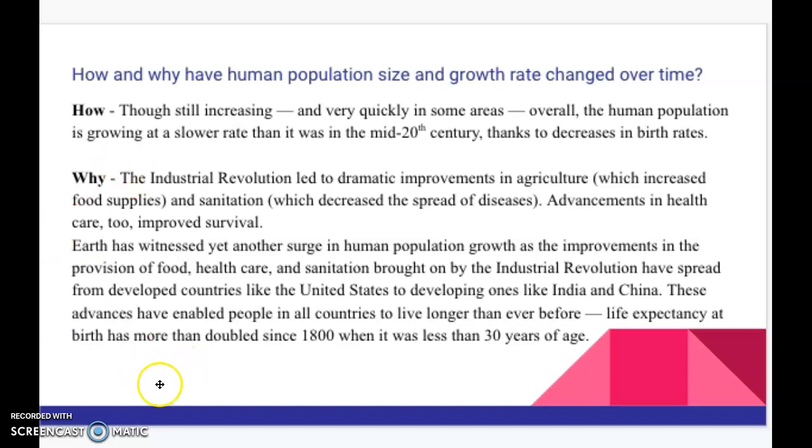Why? One of the main reasons that it increased was the Industrial Revolution, which increased food supplies, sanitation, and the advancements in healthcare improved survival. Earth has witnessed yet another surge in human population growth as the improvements of provision of food, healthcare, and sanitation brought by the Industrial Revolution, as mentioned before, has spread from developed countries like the United States to developing ones like India and China. Though advances have enabled people in all countries to live longer, life expectancy at birth has more than doubled since the 1800s, when it was less than 30 years of age.